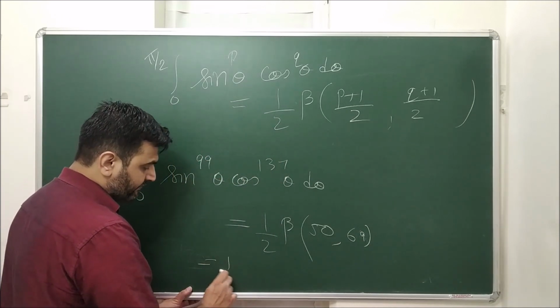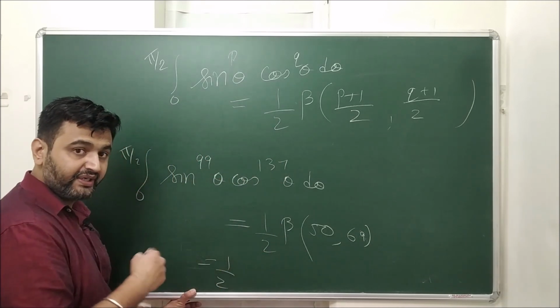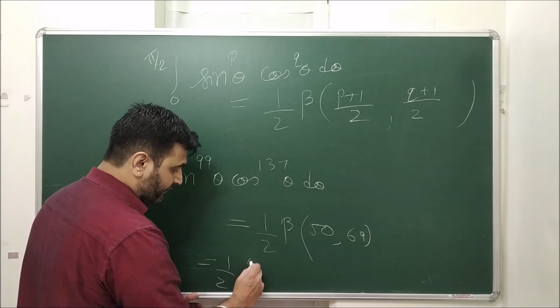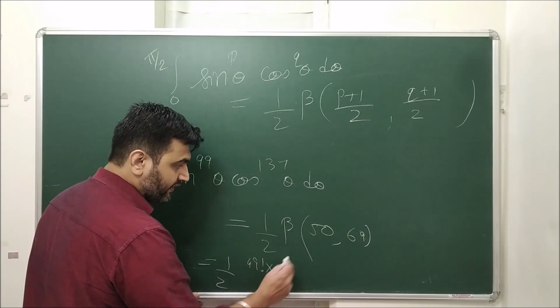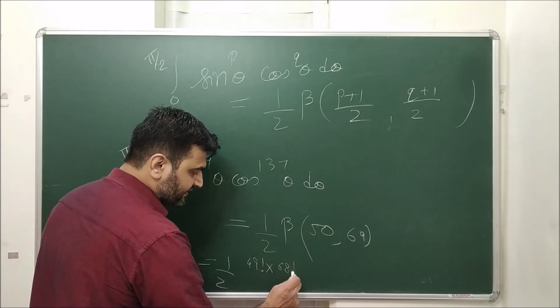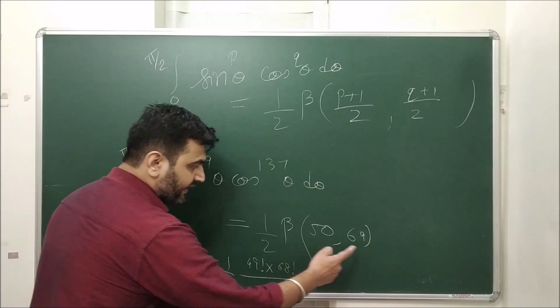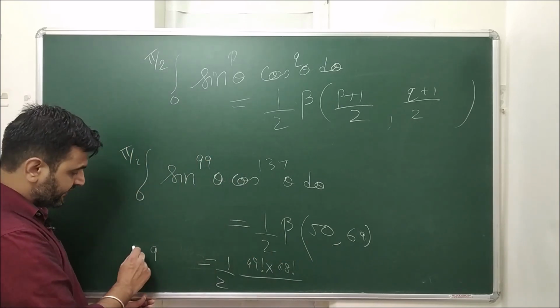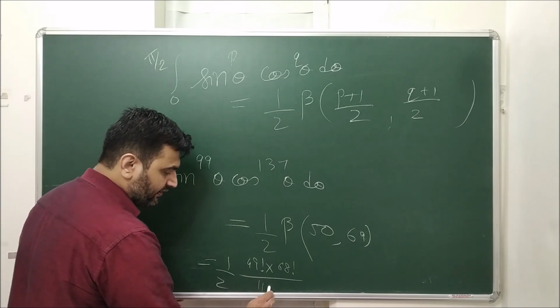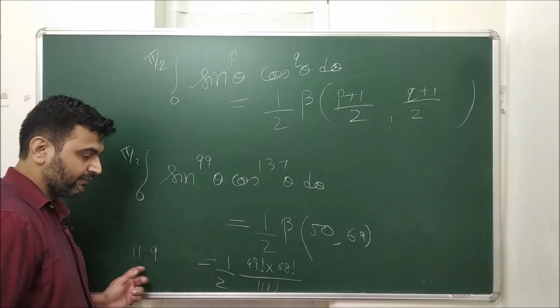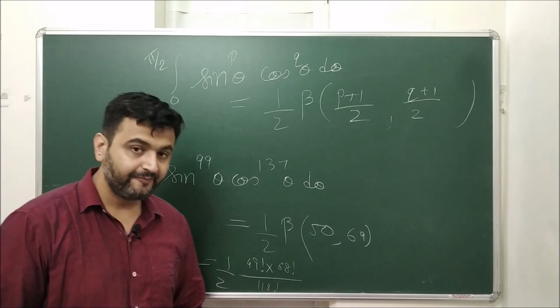Right? And what is this? 1 by 2. Now you know the connection between the beta and gamma function. So gamma of 50, which is 49 factorial, gamma of 69, which is 68 factorial, upon their addition. What is the addition? It is 119. Gamma of 119 is 118 factorial.